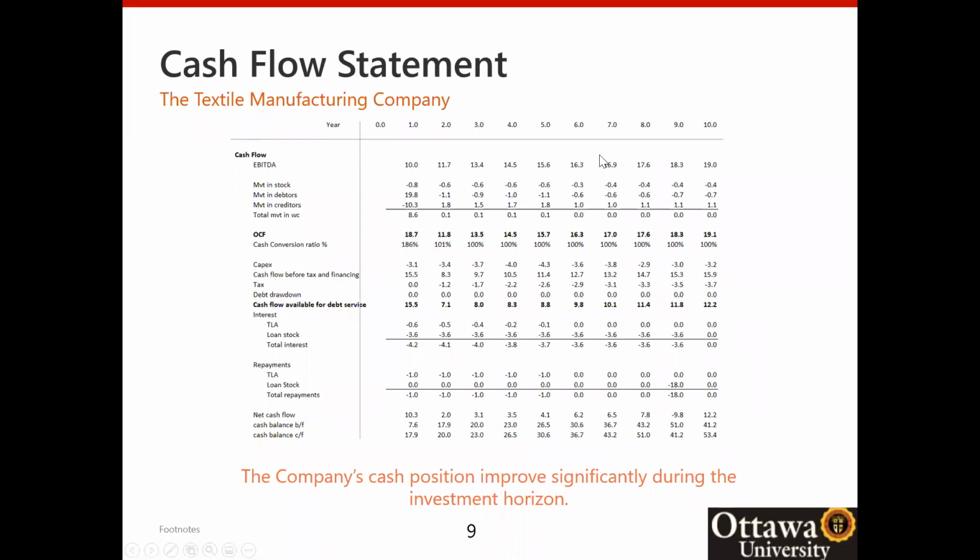On page 9 is the performance for cash flow in the next 10 years. The company cash position improved significantly during this investment horizon. Operating cash flow achieved 19 million at the end of year 10, and cash flow available for debt service is positive throughout the assessment time.